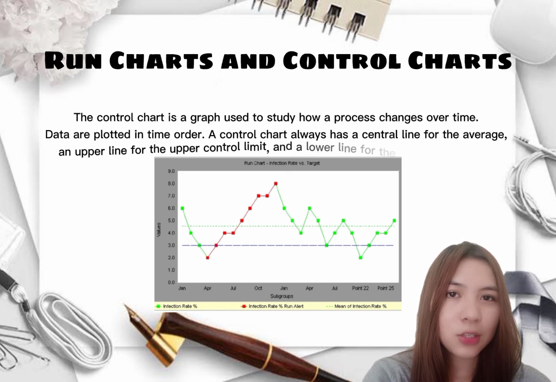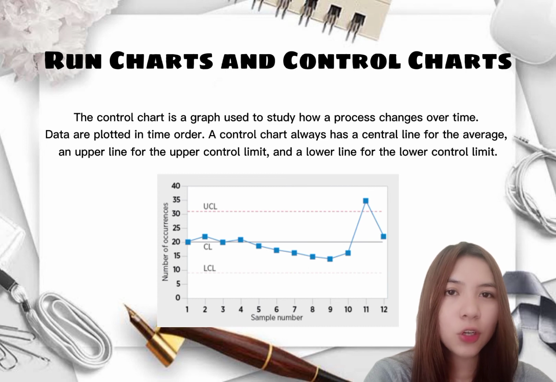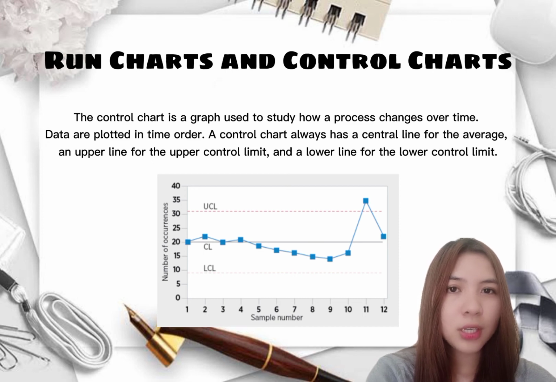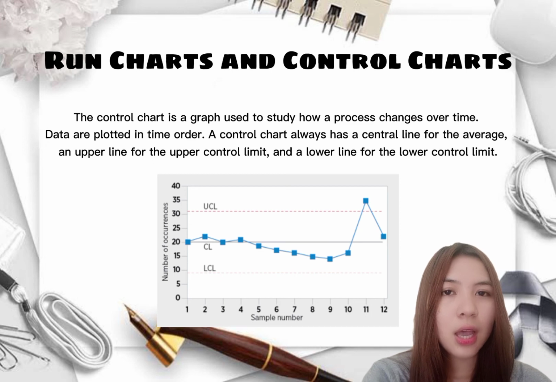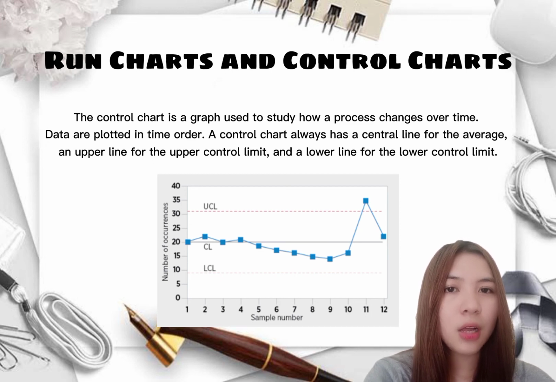And then about the control chart. The control chart is a graph used to study how a process changes over time. Data are plotted in time order. A control chart always has a central line for the average, an upper line for the upper control limit, and a lower line for the lower control limit.